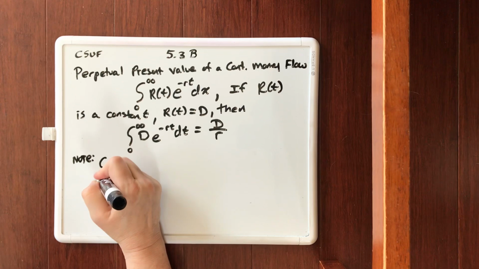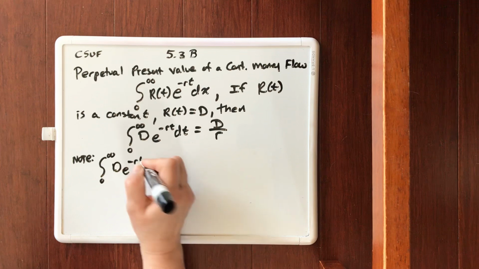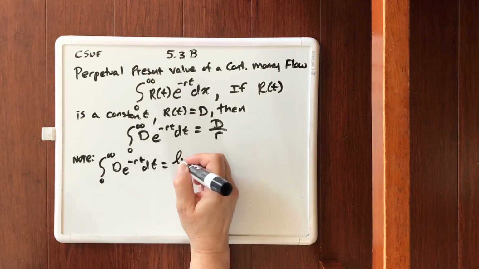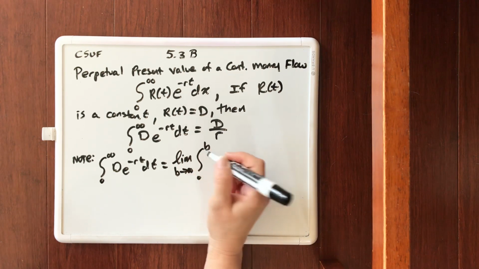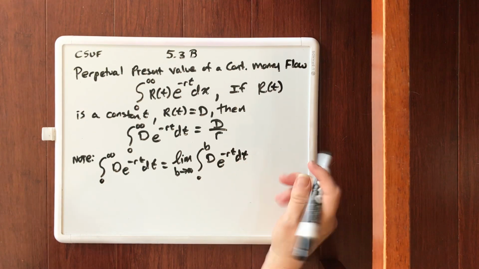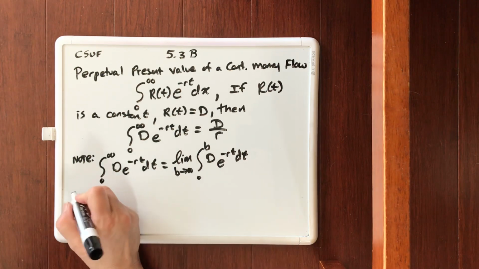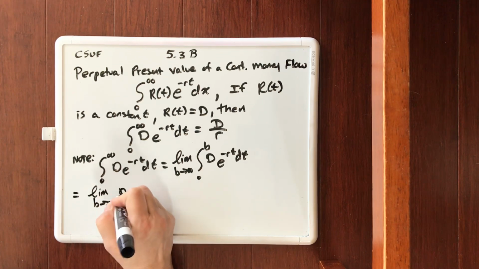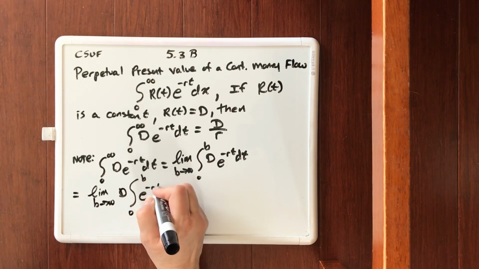So let's go ahead and integrate from 0 to infinity d e to the negative rt dt. Because we're going to infinity, we're going to have to take the limit as b approaches infinity and the integral from 0 to b of d e to the negative rt dt. Okay, well this d, since it's a constant, we can pull it out of the integral. So let's go ahead and do that. We'll keep the limit sign where it is. We're going to pull out the d, and then we're going to integrate from 0 to b of e to the negative rt dt.